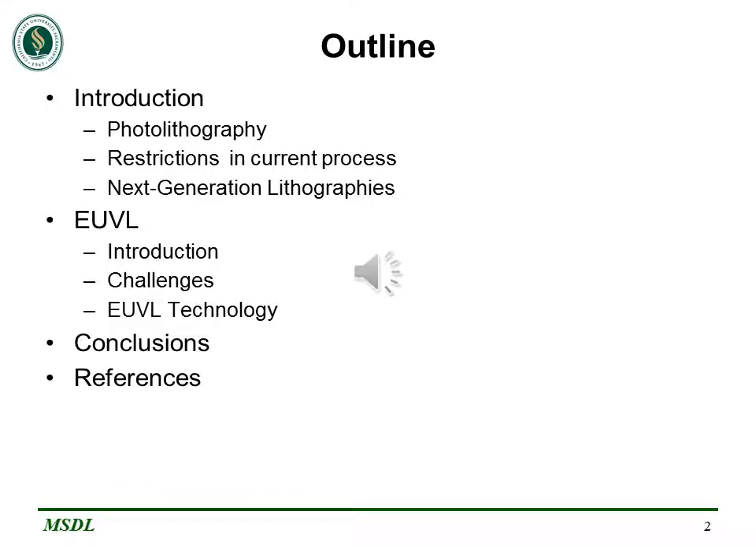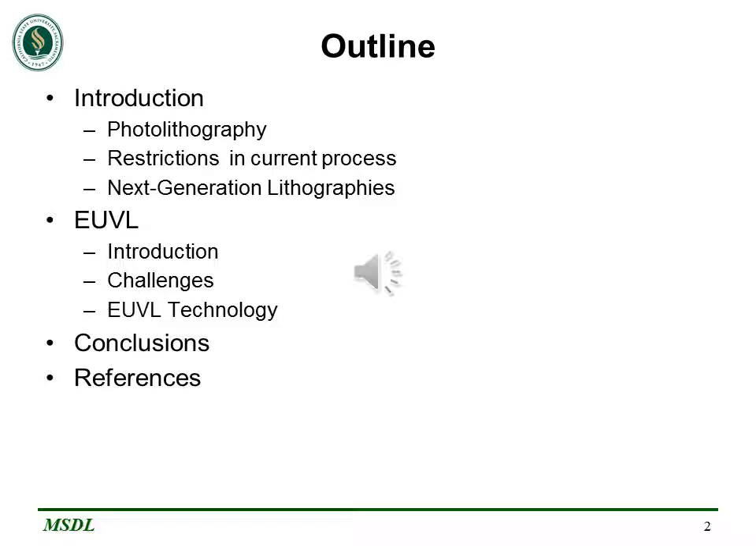This gives you an outline on what we are going to be discussing today. First, we would have a brief introduction about photolithography, and then we would be talking about the restrictions on photolithography and why we are not able to move further. And then we would be talking about the next generation lithographic techniques.